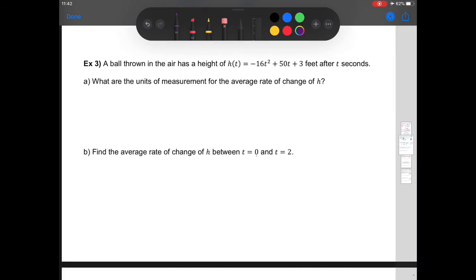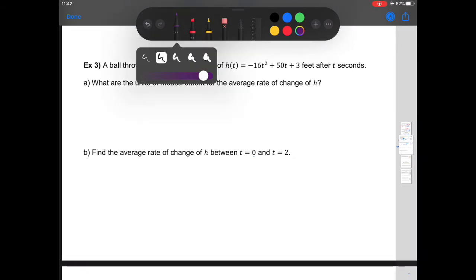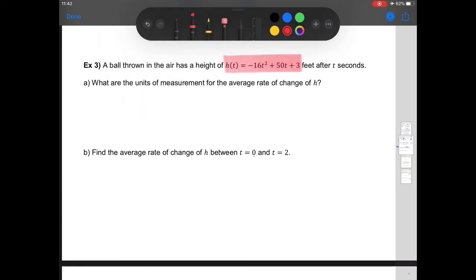Example 3. It says a ball thrown in the air has a height of this. So that's my function. Now this will be a little different, okay? I'm not given any points. Feet after t seconds. Again, this is a quadratic because t is to the second power, right? What are the units of measurement for the average rate of change of h? So this is asking me for the units. If I was to graph it, think about it. It's a function of t, so time is going to be on my x-axis and my height is going to be on my y-axis, right? That's what it is.